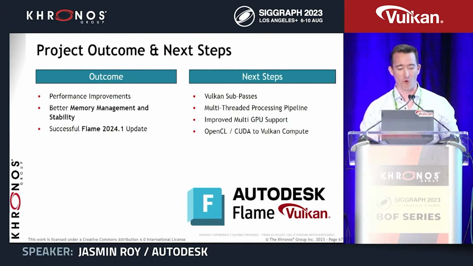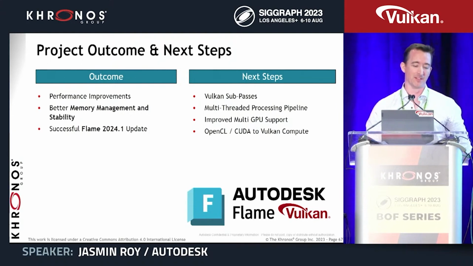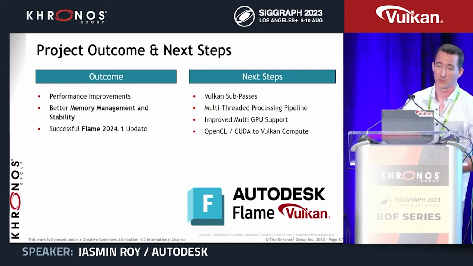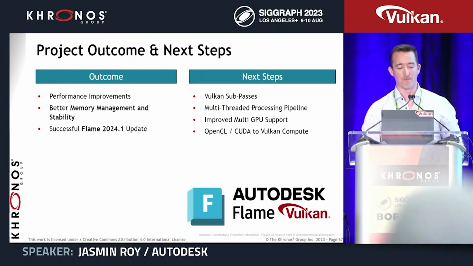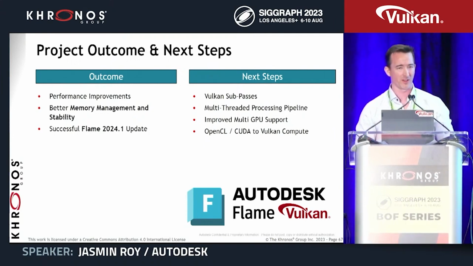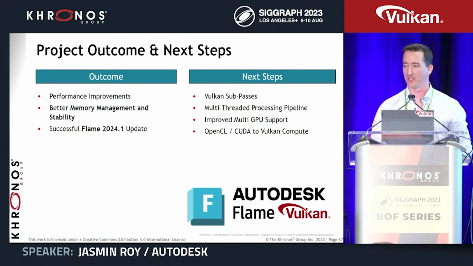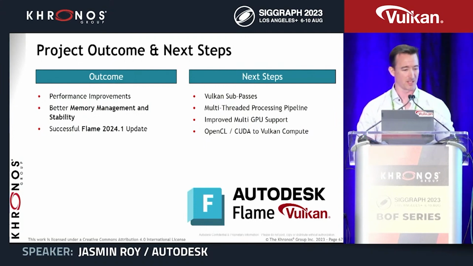But there is so much more we need to do, and this is where I'm really excited, because with Vulkan, there are many things that we couldn't really do in the past with legacy OpenGL. For example, Vulkan subpasses, which is something we didn't really have the time to use, but definitely we can use this. Multi-threaded processing pipeline, a lot harder with legacy OpenGL. With Vulkan, I do believe it's going to be a lot easier. Multi-GPU support. And lastly, moving all of our OpenCL to CUDA and CUDA to Vulkan Compute, which would be pretty easy. So that's pretty much it. Thank you.